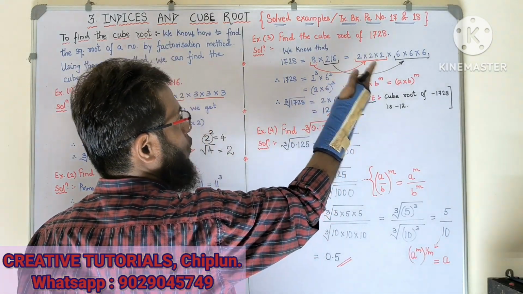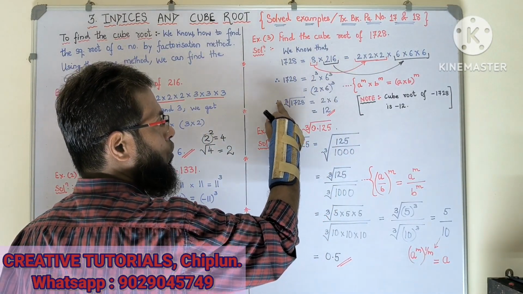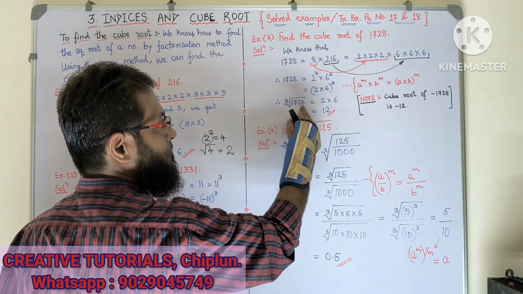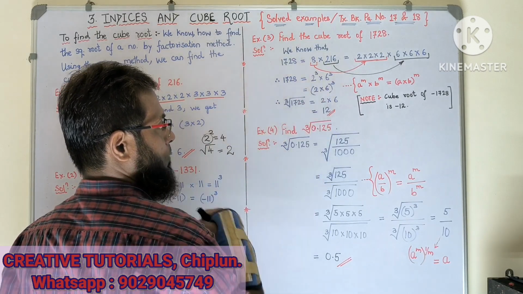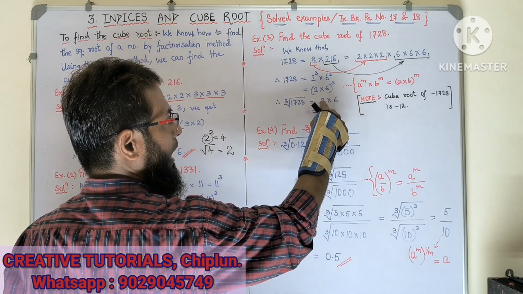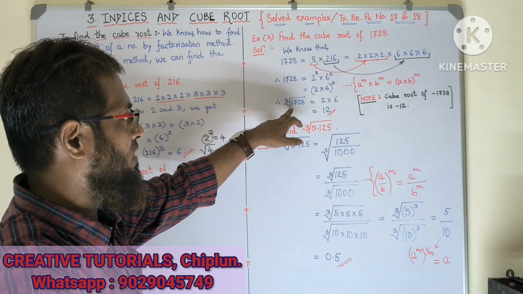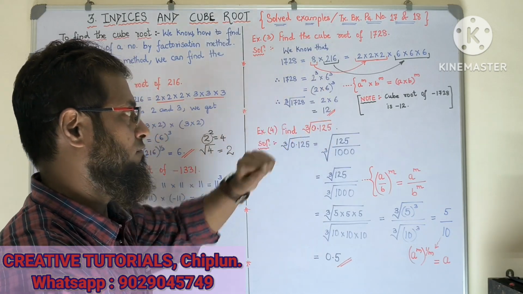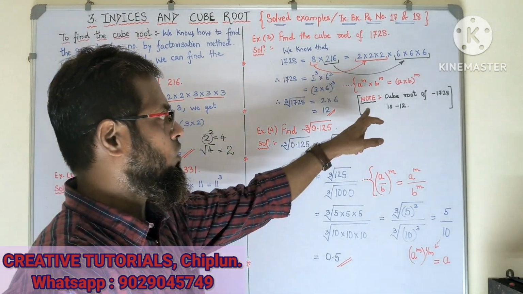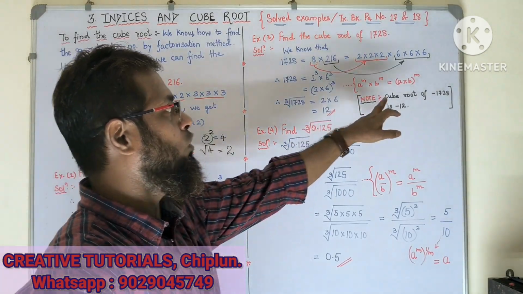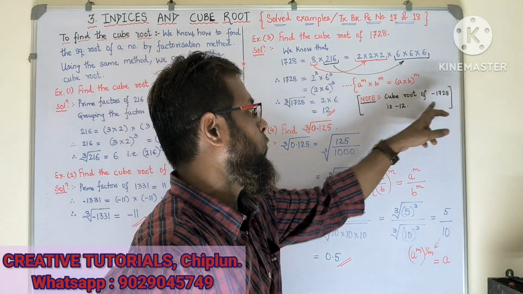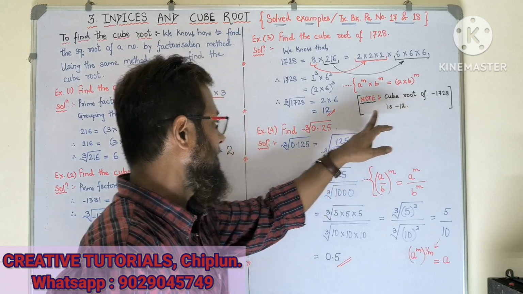when this cube comes on this side, it becomes cube root. So cube root of 1728 becomes what? The number inside this bracket, that is 2 multiplied by 6, and 2 multiplied by 6 we know is 12. That means cube root of 1728 is 12. And one note is given to you in the textbook also, that cube root of minus 1728 is minus 12.